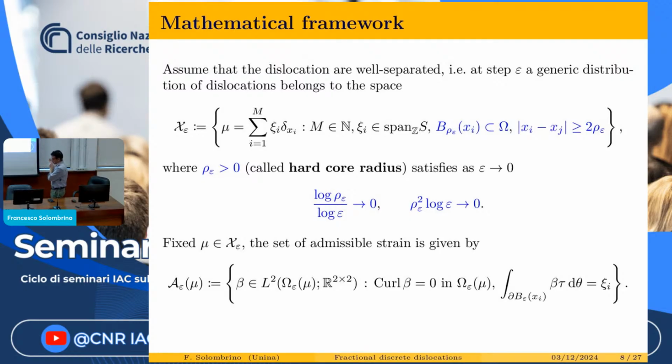So we have the energy, we have the scaling, we have the admissible configurations, we have to add some conditions to the admissible configurations. And this is this well-separation assumption on the dislocation cores. So there can be a lot of them. They can be of order 1 over logarithm of epsilon, but there must be some minimal distance between two dislocations, which is encoded by this additional parameter of epsilon, which is called hardcore radius.